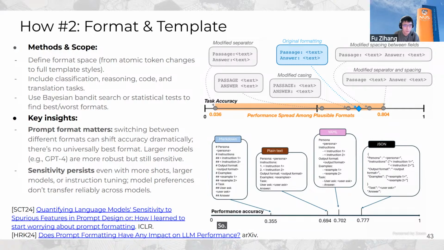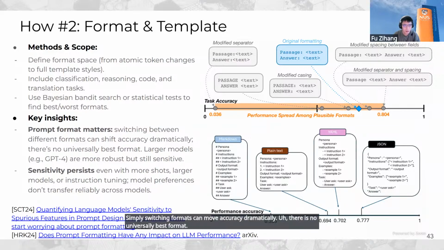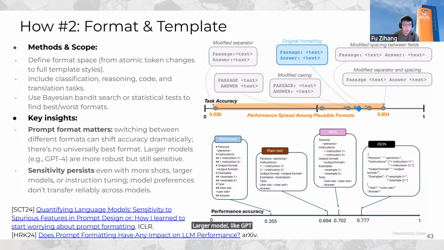So what do they find? First, format matters a lot. Simply switching formats can move accuracy dramatically. There is no universally best format. Larger models like GPT-4 are more robust, but still sensitive.